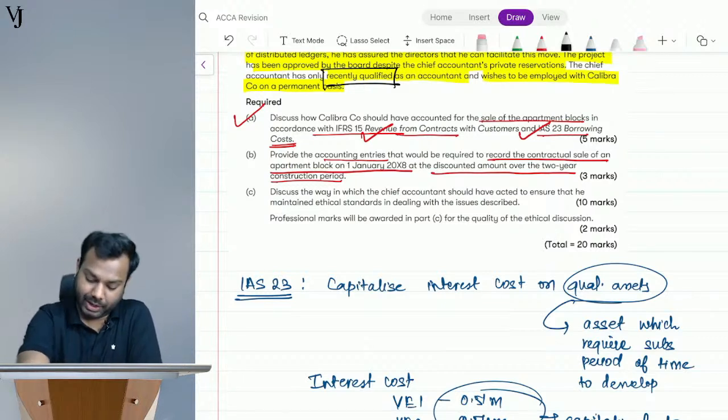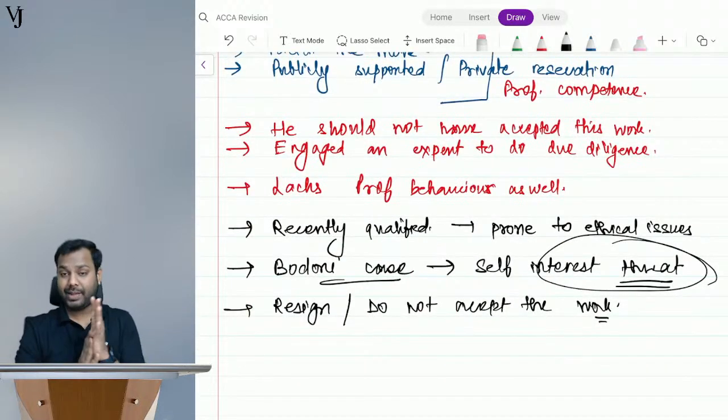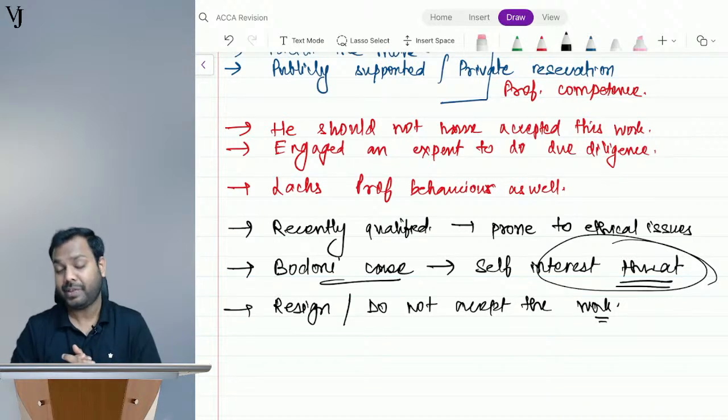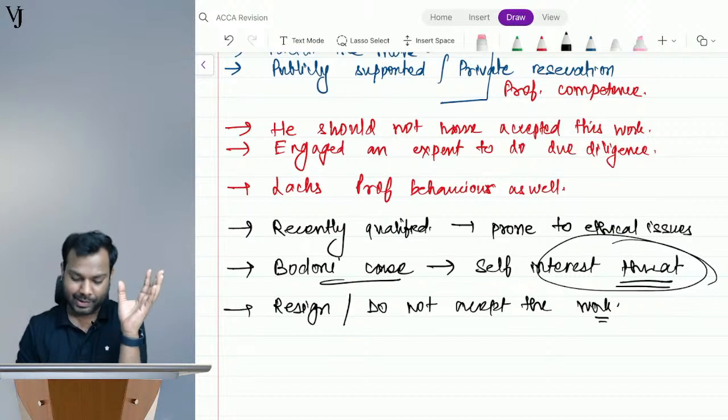So I think we'll keep it till here, guys. Please revise all the chapters that we've discussed so far. Tomorrow will be our last day. We'll be discussing all the remaining chapters.